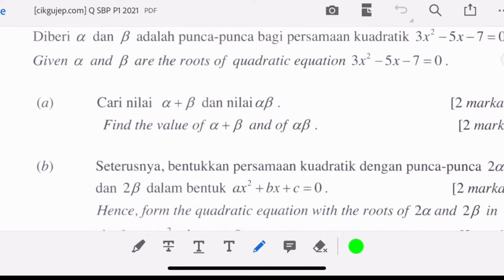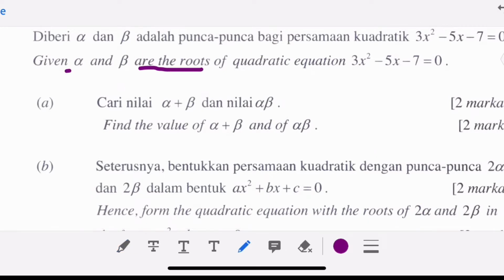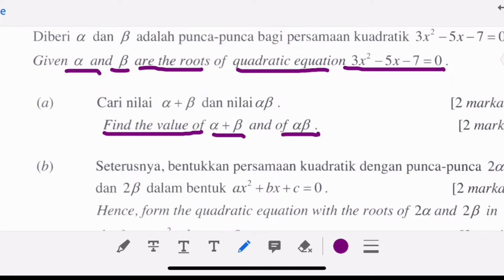Alpha and beta are the roots of the quadratic equation 3x squared minus 5x minus 7 equal to 0. Find the value of alpha plus beta and of alpha beta. So for this question, I would suggest you write down the formula. This formula won't be given in the exam, so you must try to recall all the important formulas that won't be given in the exam.